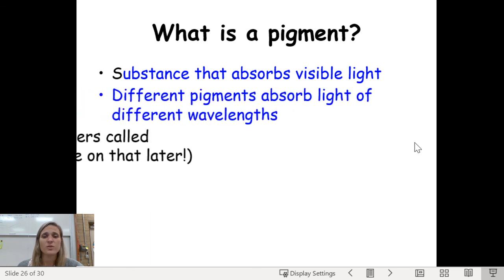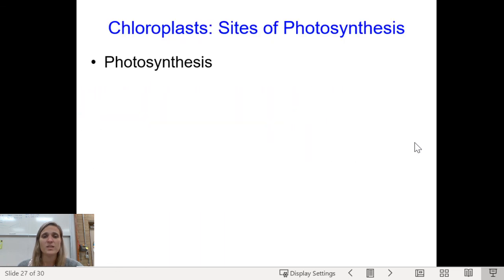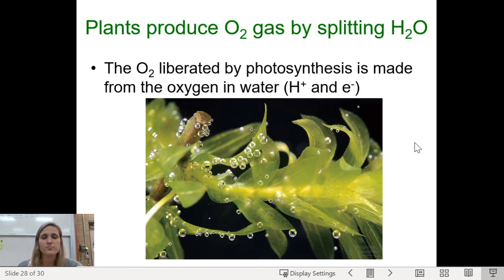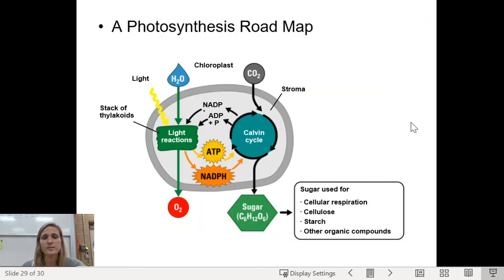What is a pigment? We're actually going to skip this part. We don't need that. Chloroplasts, we talked about that already.